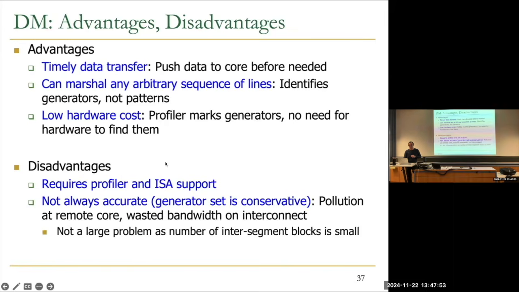Okay, so there are clearly disadvantages like profiling and ISA support. And you're not always accurate because what we do is profiling-based identification. But even if you don't do profiling-based identification, it may not be as accurate depending on the path you've taken. So a generator set is really conservative in our case. If you push some data that's not needed by the next core, you essentially cause pollution in the caches of that core, and you also waste bandwidth on the interconnect. Clearly, this is not good for performance or energy. But we find that this is not a huge problem because the number of inter-segment blocks that are communicated is usually small. Yes?